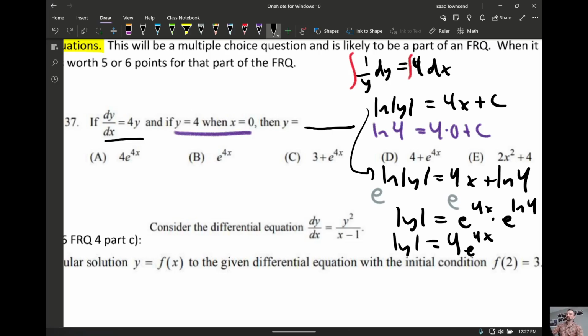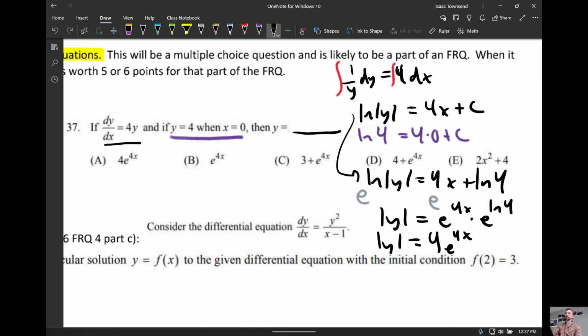And then to know if this answer is supposed to be equal to this or the opposite version of it, well, one, it's multiple choice, so that kind of helps, because there's only one of them. But to be sure if it's equal to 4e to the 4x or equal to the negative version of that, the way to get rid of the absolute value sign, you need to test this initial condition again. If I plug in 0 for x, y is supposed to be 4. If I plug 0 in for x, looks like y does equal 4. So that confirms that.